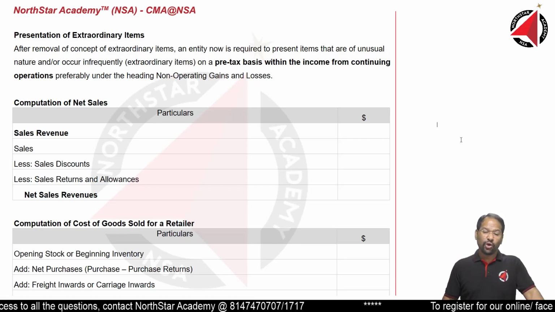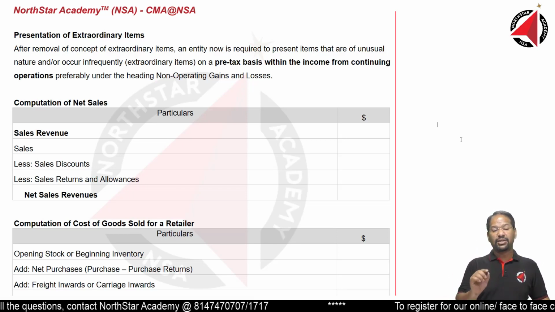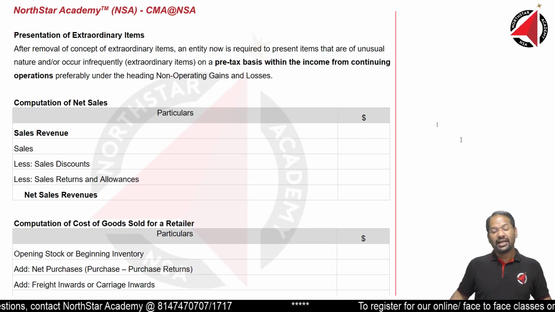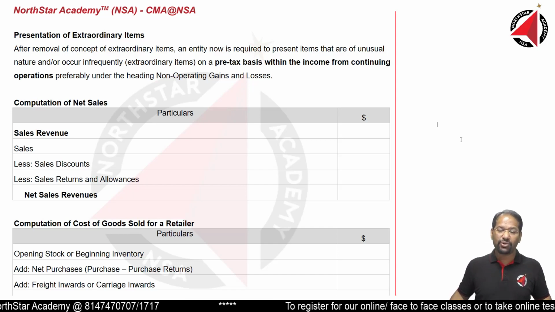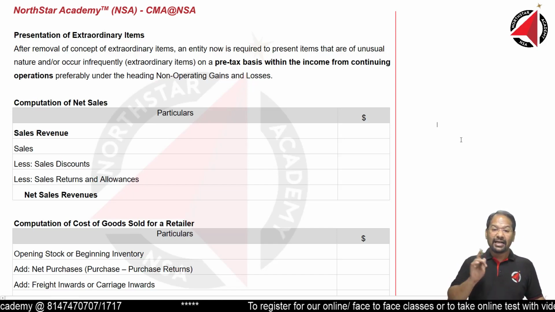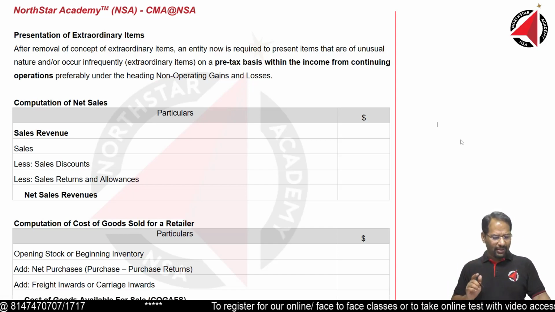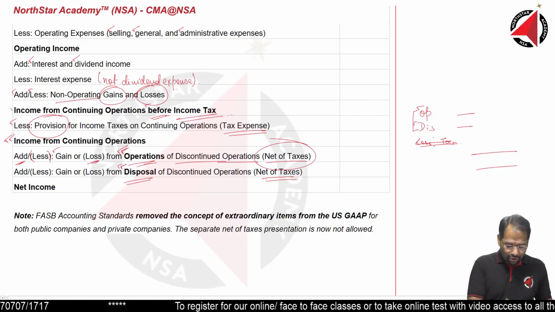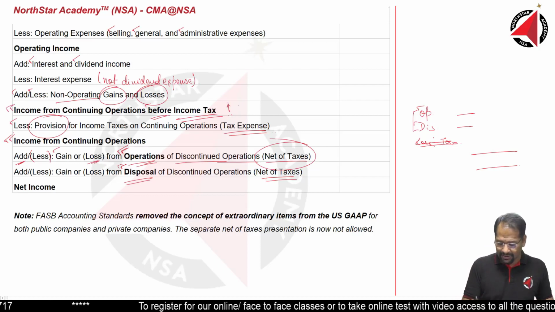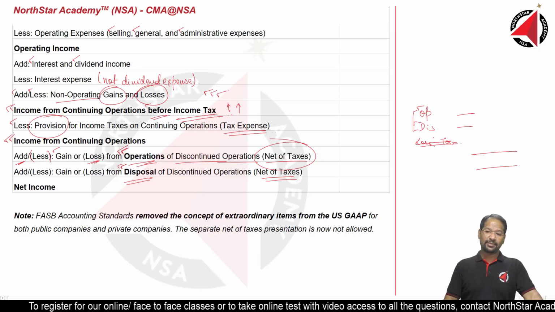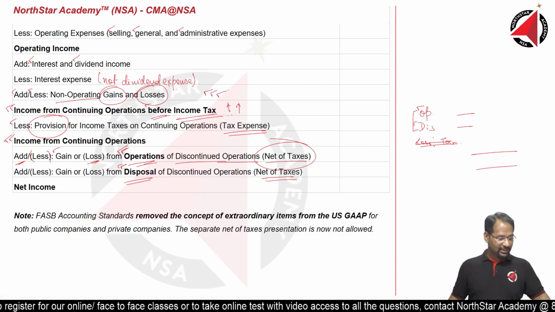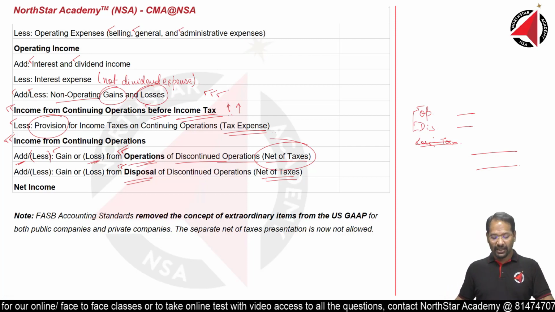It should be shown within income from continuing operations. So earlier it was shown differently. That concept has gone under the US GAAP. Now you have to show it as part of income from continuing operations. Do you remember? Yes. It should be shown above this item, ideally under this heading, under non-operating gains and losses. Will you remember? Yes. So all extraordinary items now have to be presented here.